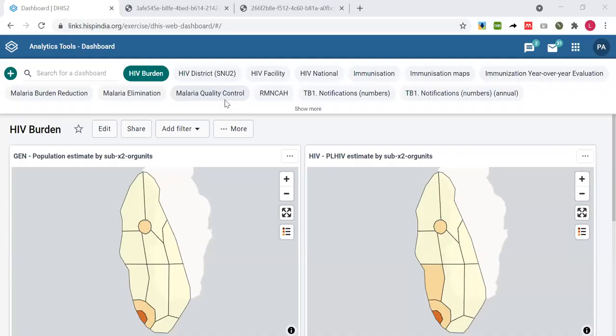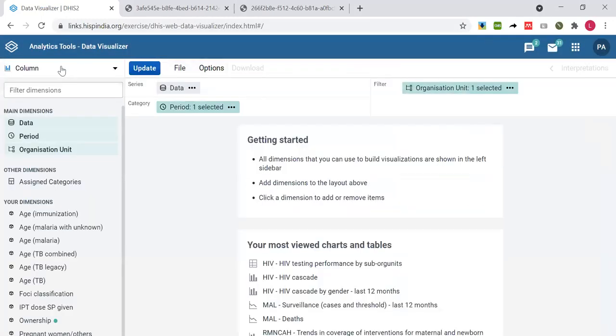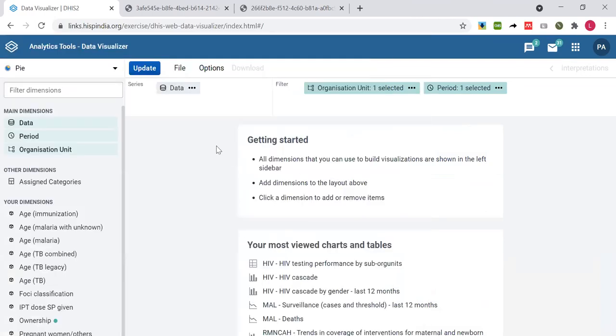Let me share my screen. Right, okay. I'm going to open the data visualizer and I can select. Let's create a pie chart, okay? If you can remember, we discussed in detail about when to use pie charts, and you have to remember that whatever components there are have to add up to 100% for us to create a pie chart. One important thing you have to note is when we select pie chart, you can see that the two dimensions we can define are series and filter.